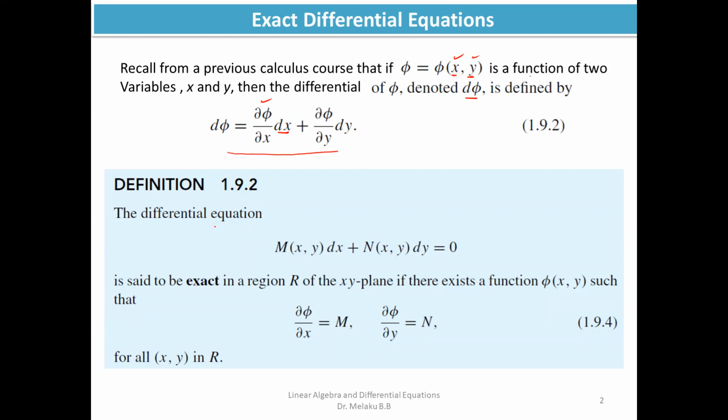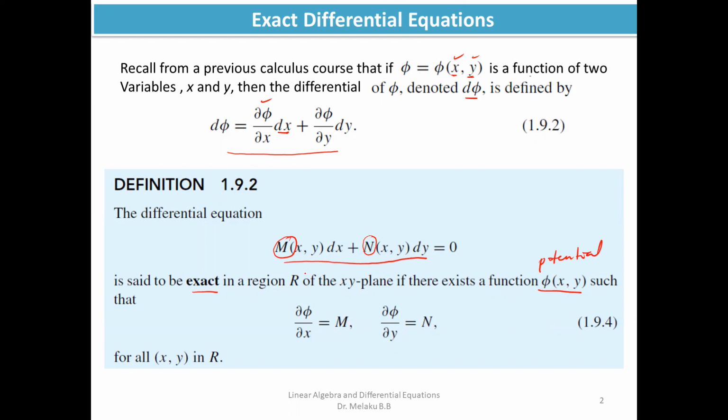Now, when we come to the differential equation of the form M dx plus N dy equal to 0, it is said to be exact in a certain region R if there exists a potential function phi, called the potential function, such that the partial derivative of phi with respect to x is M, and the partial of phi with respect to y is N.